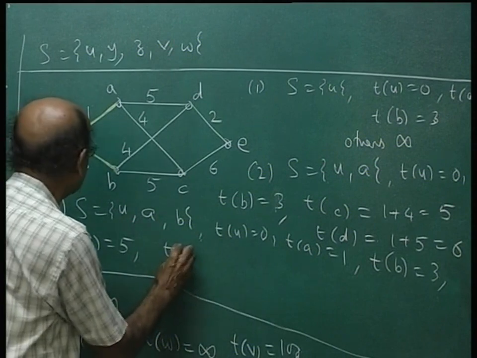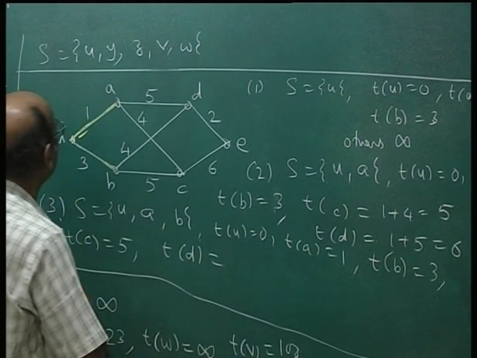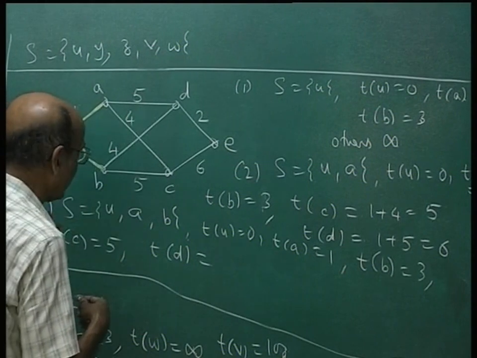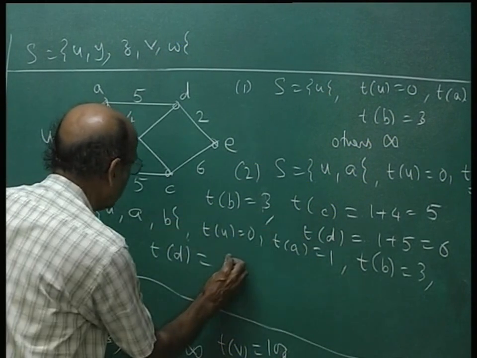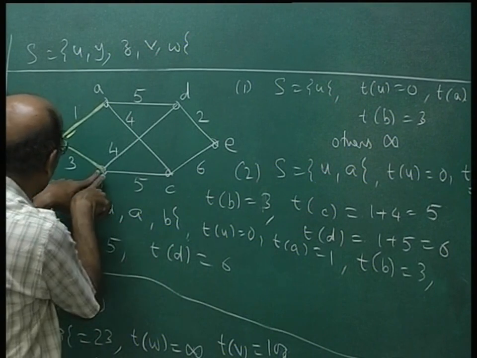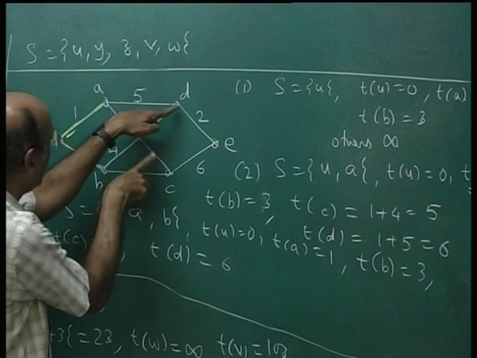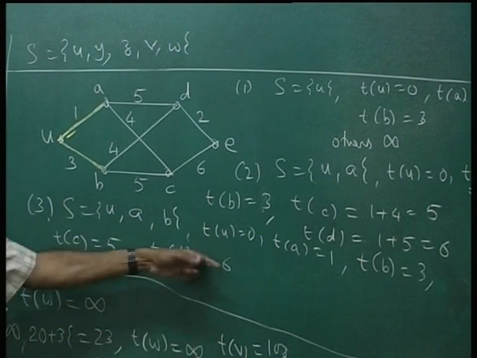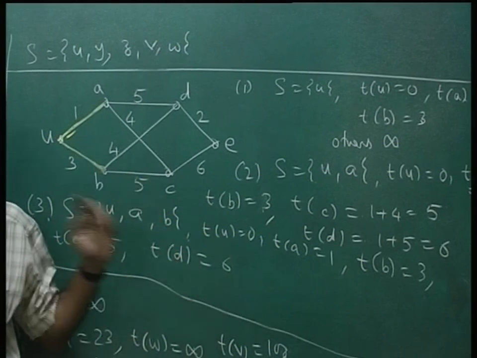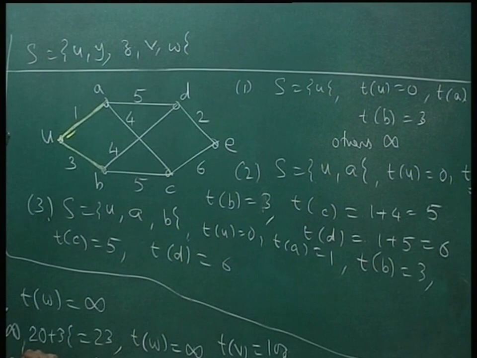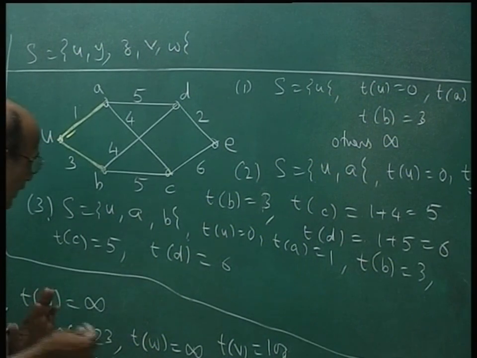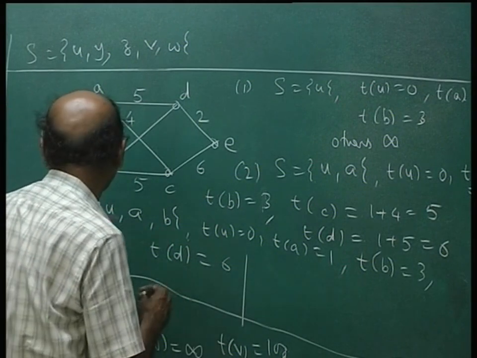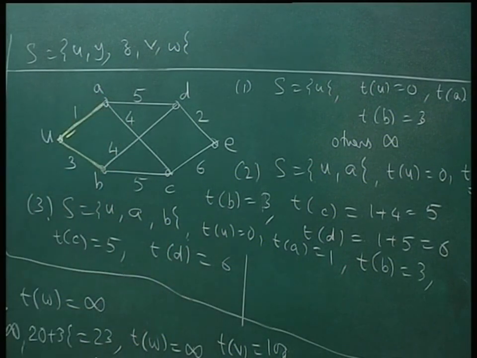T of D is already determined, it's 6. The newly added vertex, it would be 3 plus 4 equal to 7. Therefore, this is better. You maintain the minimum every time. All right. What about anything else? Not yet. That's fine. Then, which one do we add after this? 1 plus 5 is 6. C. C gets added.